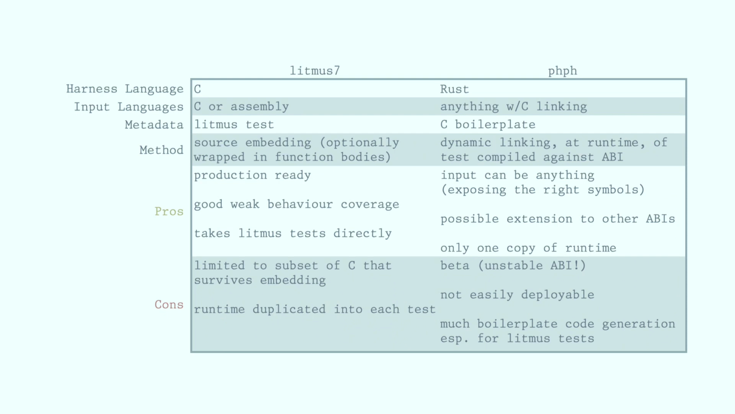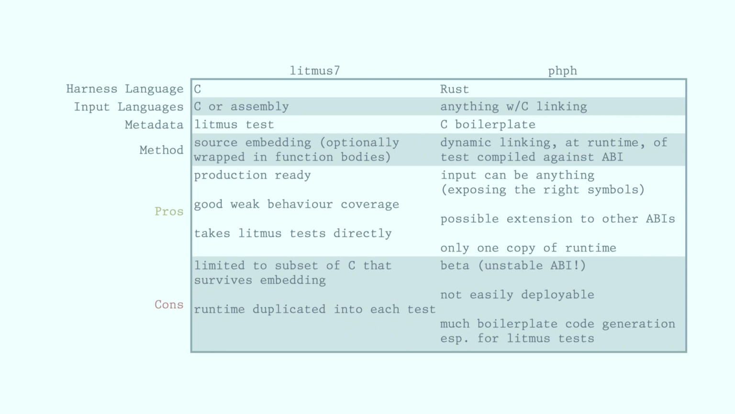And it can take anything at the moment that links against the C ABI. Ideally, we'd abstract that even further and have different ABIs. That's something that's on the cards for later. The metadata comes in through some C boilerplate, which I'll be showing you in a few slides' time. The method is dynamic rather than source embedding at compile time. And there are different pros and cons. The pro is that the input can be anything, as long as it exposes the right symbols of the right ABI.